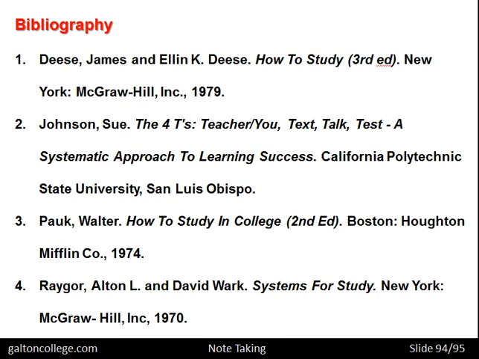Then the title of the work is How to Study. Which edition is it? Well, it's the third edition. Where was it published? New York. Who published it? McGraw-Hill. When was it published? 1979. And each reference should have that sort of information. It should have the author's names, the title, the edition, the place of publication, the publisher, and the date. And that's the way a bibliography is compiled.